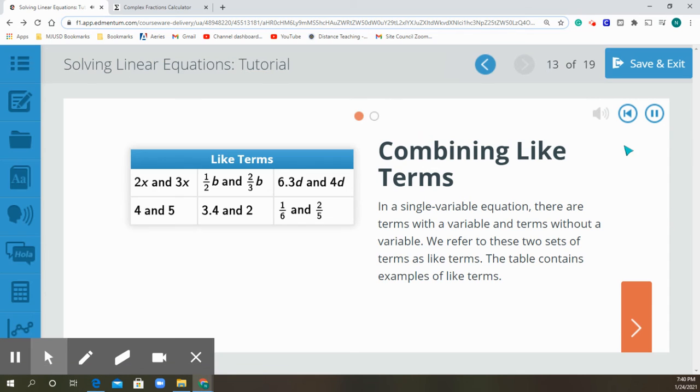Combining like terms. In a single variable equation, there are terms with a variable and terms without a variable. We refer to these 2 sets of terms as like terms. The table contains examples of like terms.